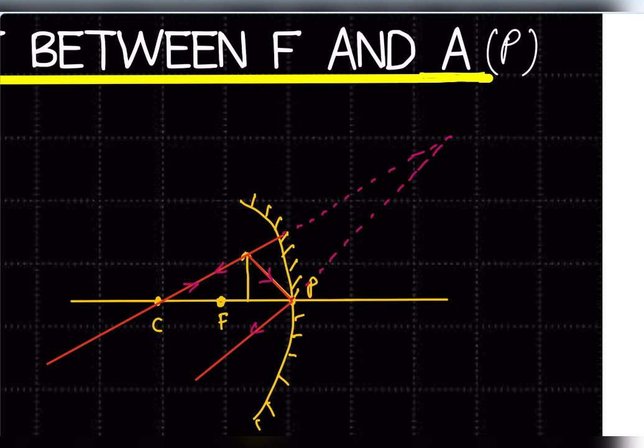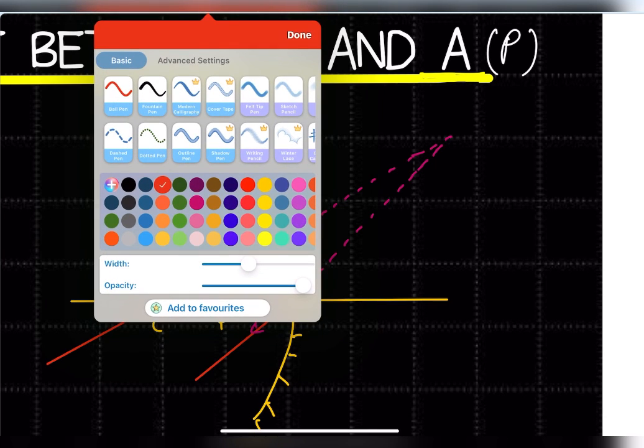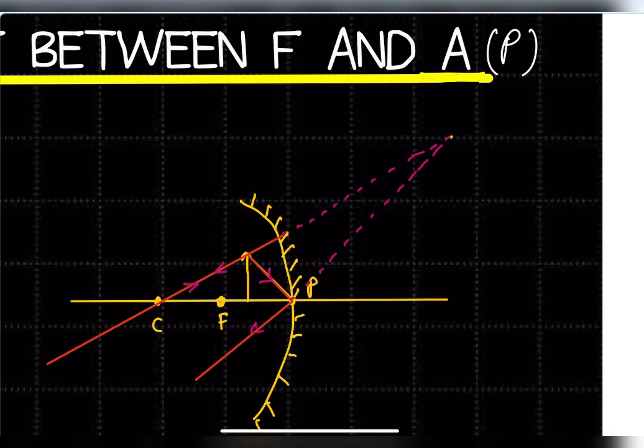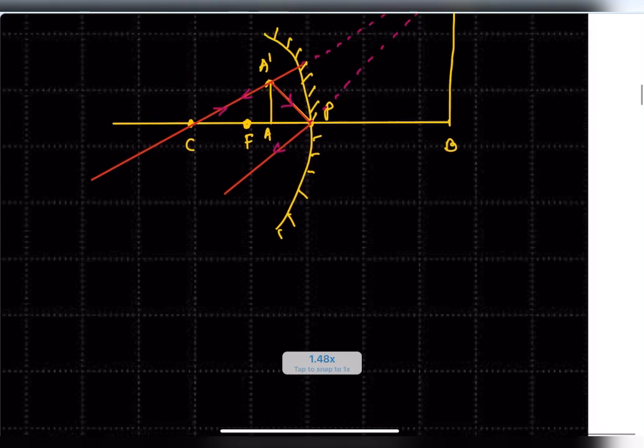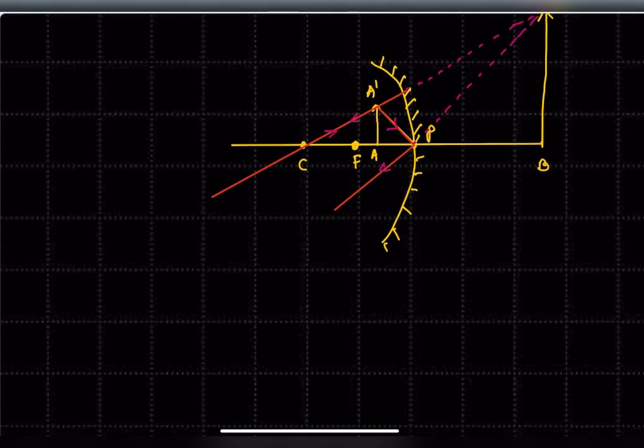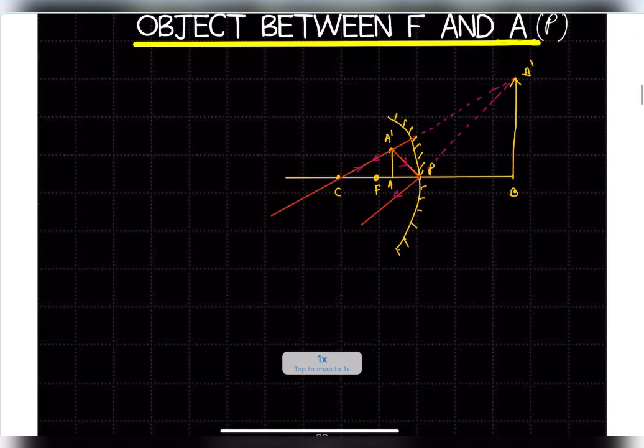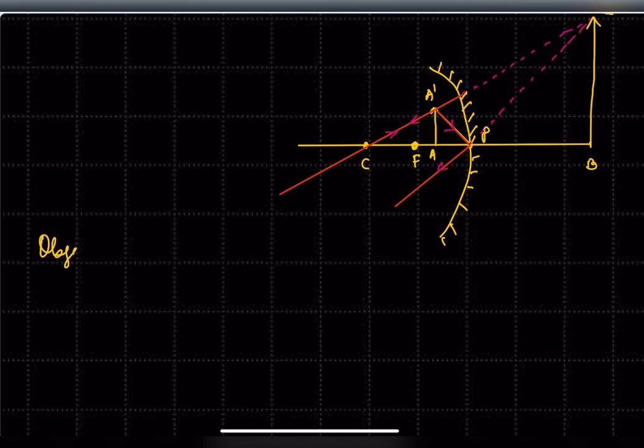If they meet backside like this, then the image will be formed backside, right? So this is my image. If this is A dash, then this will be B dash. I hope you got my point. Let me conclude. What can I conclude? First thing, what is my object? The object is between pole and focus. The first point.